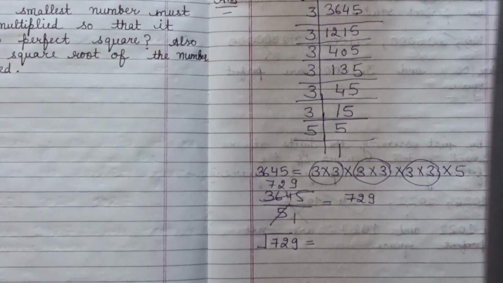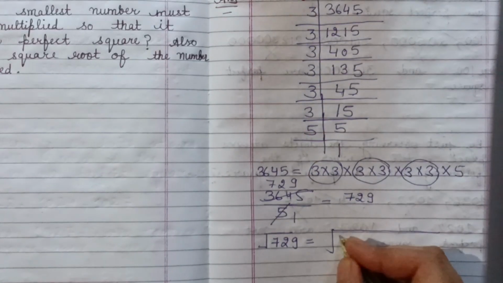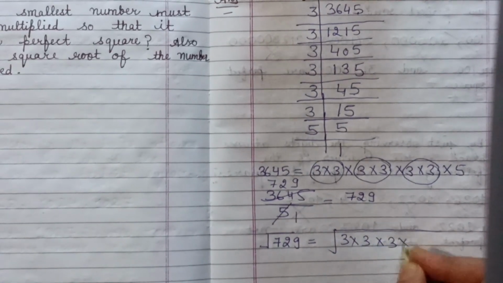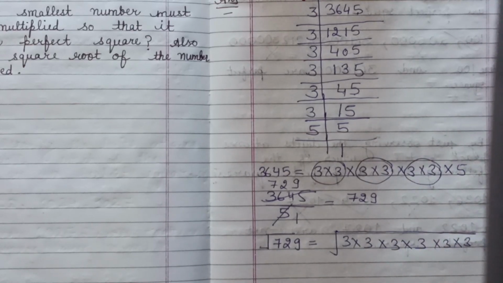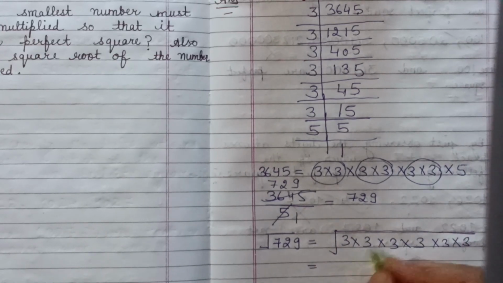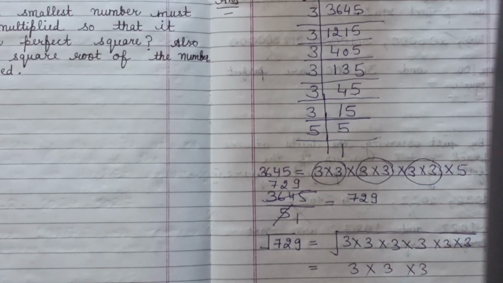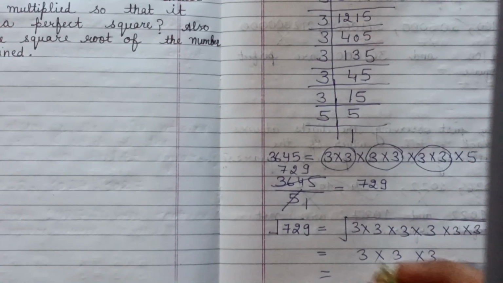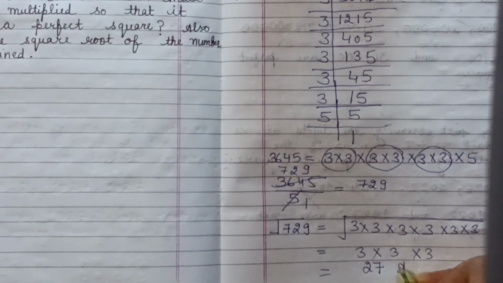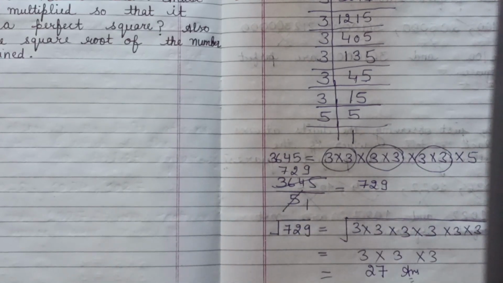729 is equal to 3 multiplied by 3 multiplied by 3 multiplied by 3 multiplied by 3 multiplied by 3. 1, 2, 3, 4, 5, 6. These digits all form pairs here. So from each pair I can write only one digit. 3 multiplied by 3 multiplied by 3 is equal to, 3 3s are 9, 9 3s are 27. So this is our answer. Hence 27 is the square root of 729.